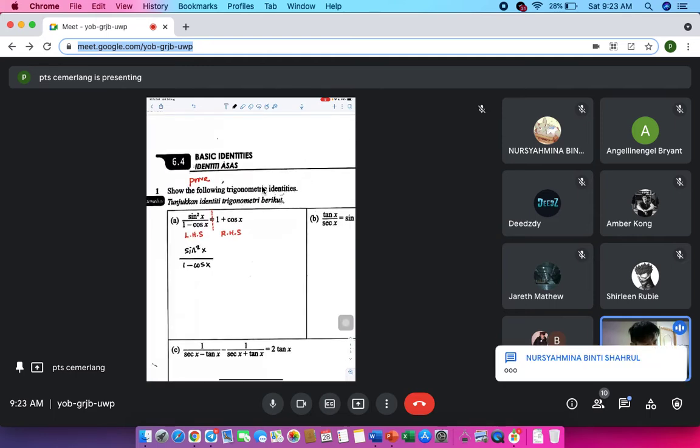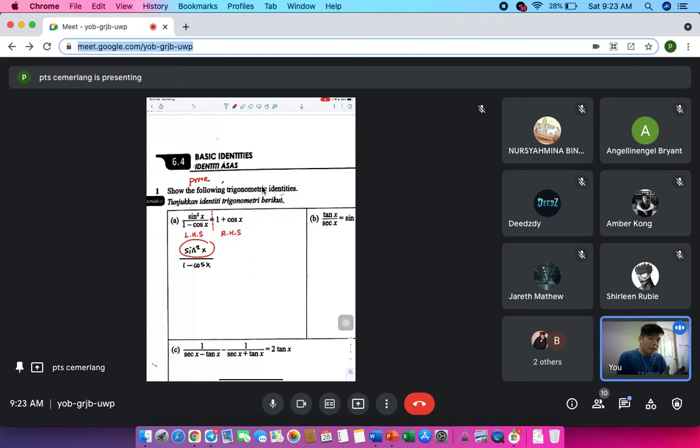I have to try and replace this thing. I have to try and replace this one. Sin square x, nak tukar jadi apa? Supaya kan, in the next part, dia tak ada sin lagi. You have to try your best to get rid of that sin, because dekat right hand side, dia cuma ada 1 plus cos. So there's no more sin.